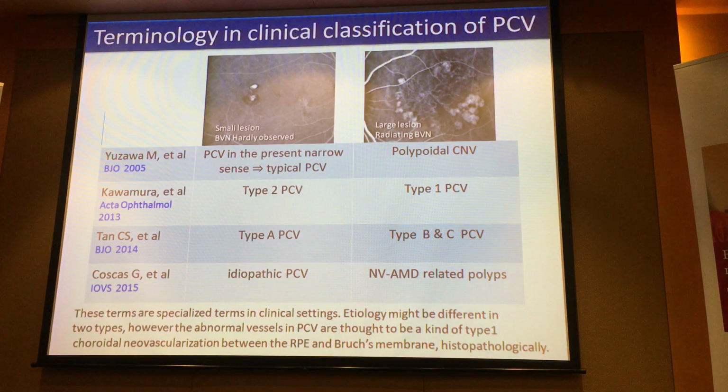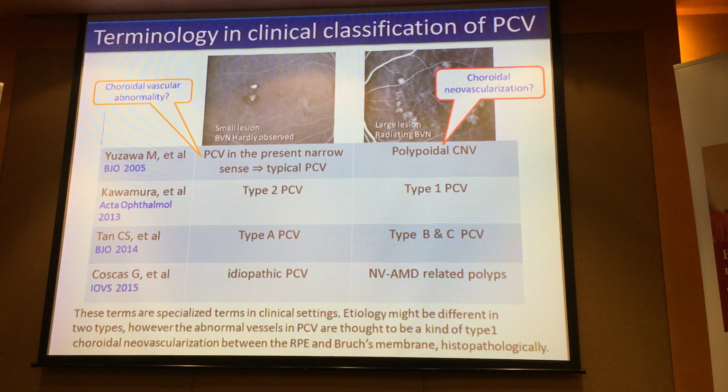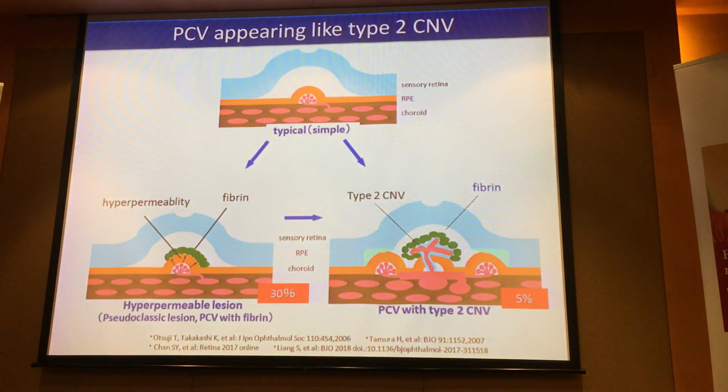However, the abnormal vessel in PCV is thought to be a kind of type 1 neovascularization between the RPE and Bruch's membrane. Dr. Yuzawa told us that this is a choroidal vascular abnormality, and this is a choroidal consolidation. And one more feature of PCV: PCV appearing like type 2 CNV.